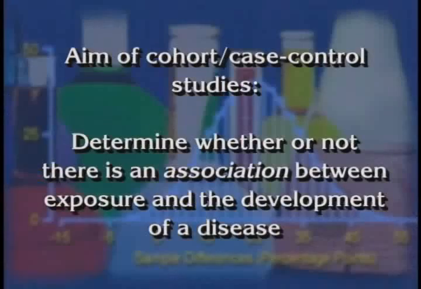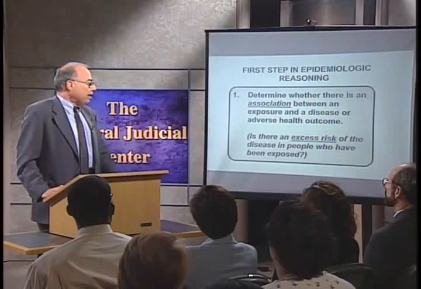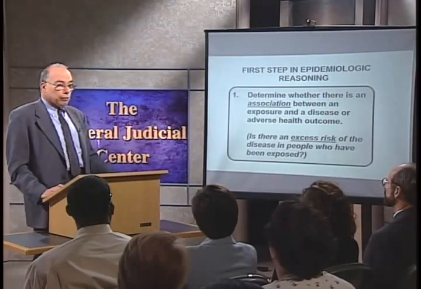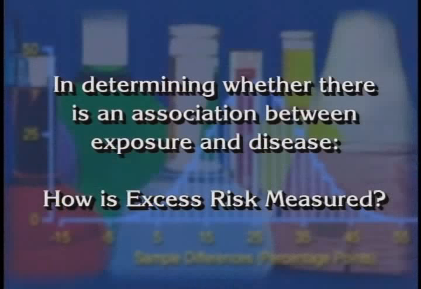Both of these approaches are aimed at demonstrating whether or not there's an association of exposure and the development of disease. Let's go back to our original question. We're carrying out these studies in order to determine whether there's an association between an exposure and a disease or adverse health outcome. Or, as it's restated here, is there an excess risk of disease in people who have been exposed? I'd therefore like to turn to the question of how we measure excess risk.